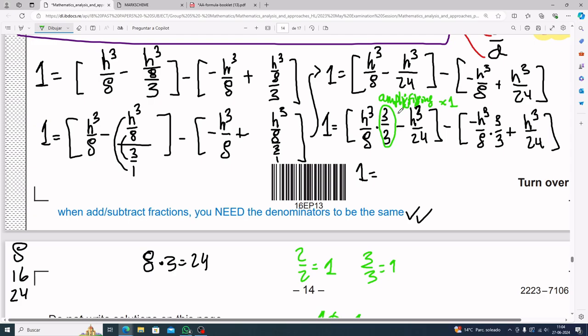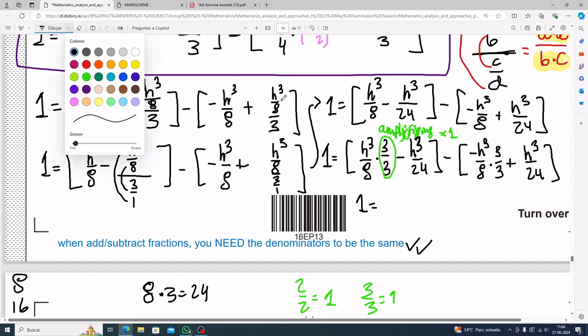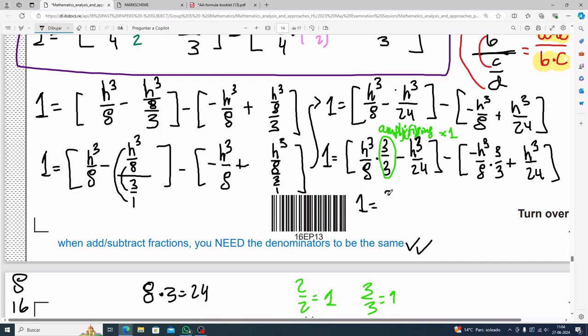Think about it like a magnifying glass. See? You're looking at an object, you're looking at it closer, you're looking at it farther. It's still the same object, okay? So, now that that's been established, this fraction turns into 3h cubed divided by 24 minus h cubed divided by 24. So this is my first fraction minus the other one, which is negative 3h cubed divided by 24 plus h cubed divided by 24. See?